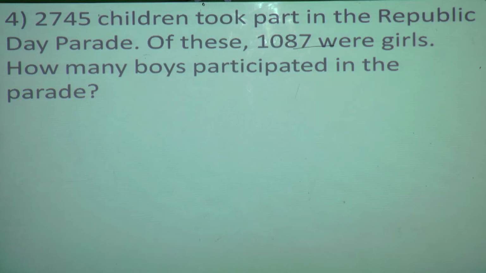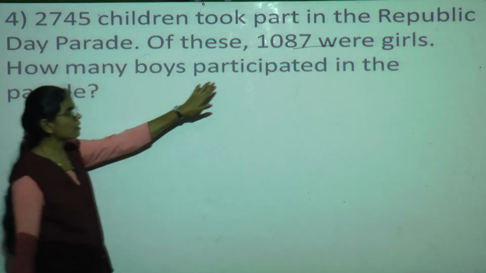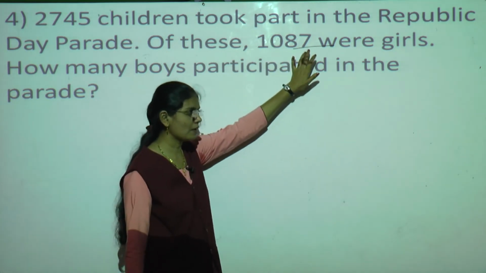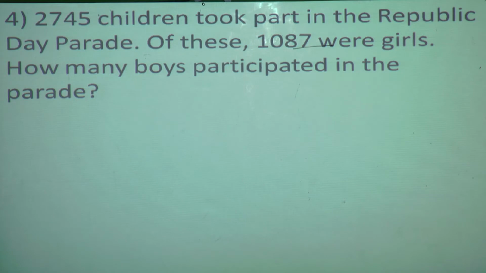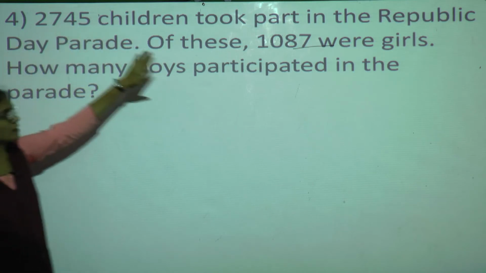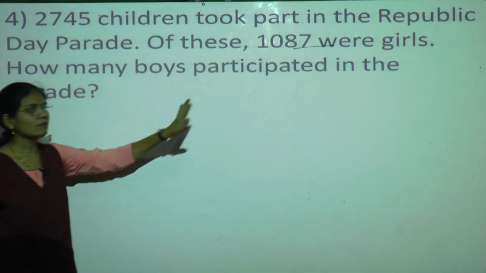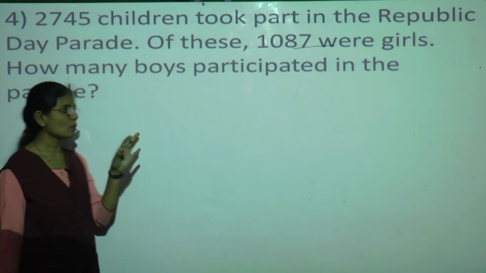See, total number of students. How many total students were there in the parade? In the parade there were 2745 students. Okay. And out of that 2745, how many were girls? There were 1087 girls. Okay. And the question is how many boys participated in the parade. Then what we will do? From the total number of students, if we will subtract the number of girls, then we will get the number of boys.